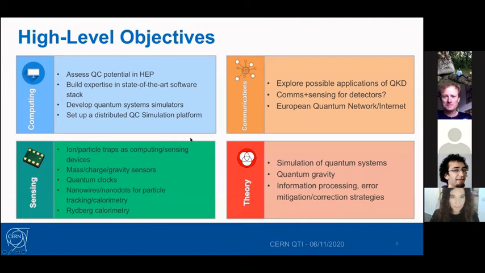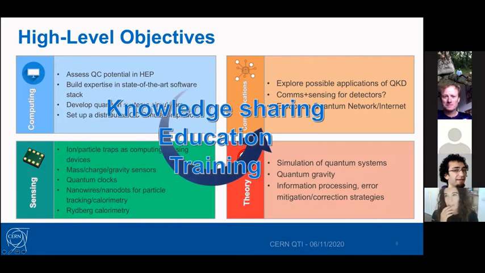In a similar way, we have defined high-level objectives for all the other areas. As far as sensing, I mentioned before, one of the most important objectives really has to do with low energy or high sensitivity detectors, calorimetry in particular, but also communication and theory. This is basically what I mentioned before, and I'm not going to repeat this. I would like to stress that we come into this quantum world one step at a time. We know we are building expertise now within the community. So a large part of the initiative is actually dedicated to knowledge sharing and training and education within our community.